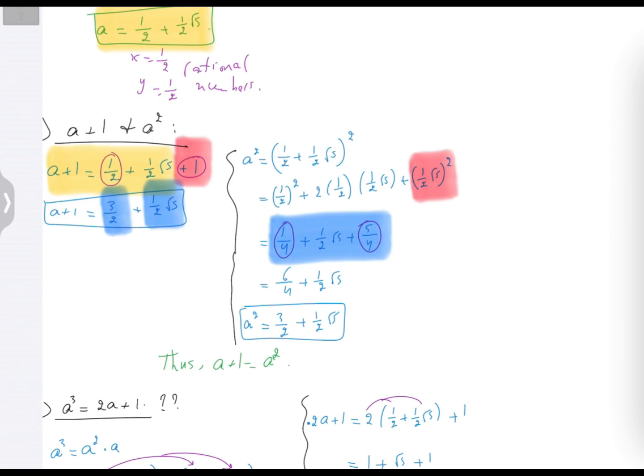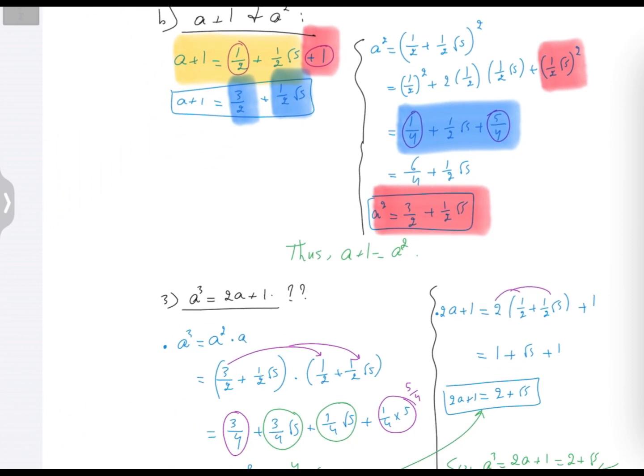Now add 1 over 4 and 5 over 4, we'll get 6 over 4. We have common denominator 4. Now 6 over 4 is 3 over 2 plus half radical 5. Thus, we can see that a squared is equal to a plus 1. Then these two expressions are equal.